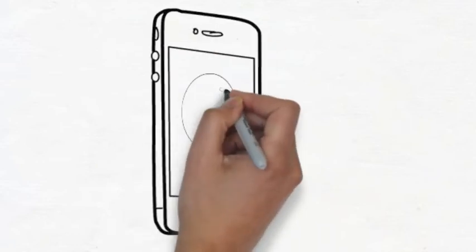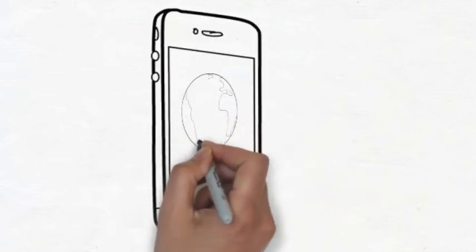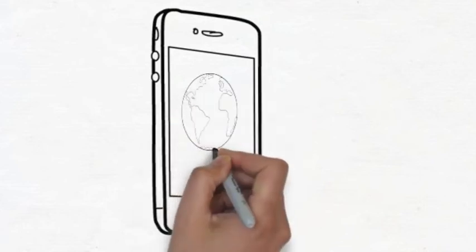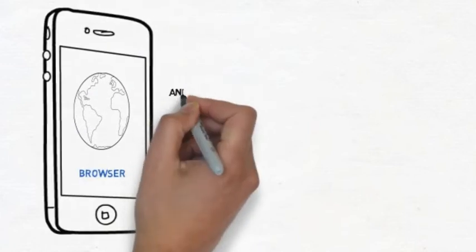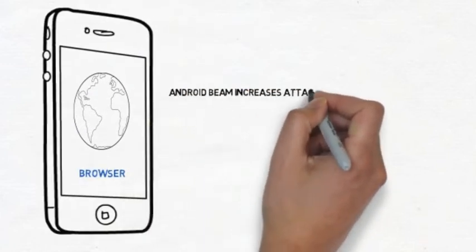So Android Beam increases the attack surface to include the browser. You ever notice how the URL address bar disappears soon after you navigate to a page? This makes it even harder for the user to detect exactly where your phone is going.